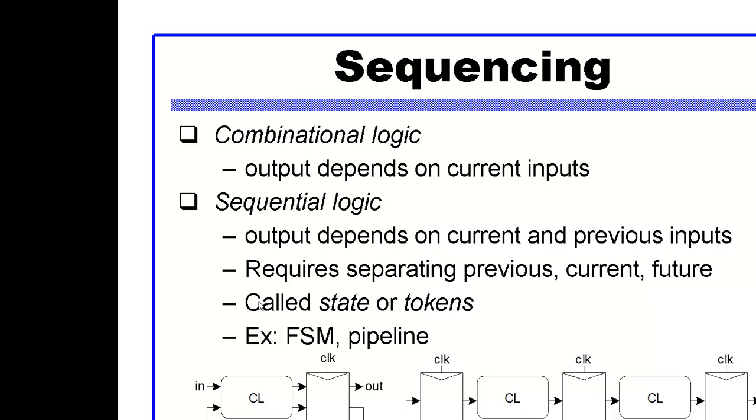Fine. Then the happening of the sequencing steps are the states. Basically, in quite complex sequential logic cycles, states are sometimes referred to as tokens. Some basic examples of sequential logic are given here. One is the finite state machine based circuit, and the next one is pipelining.